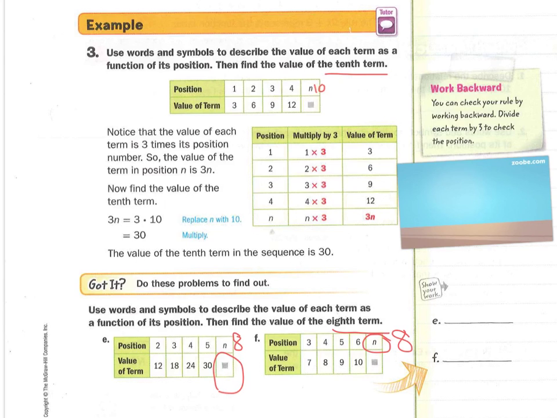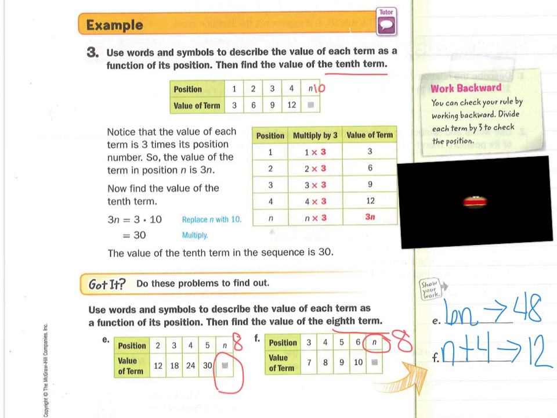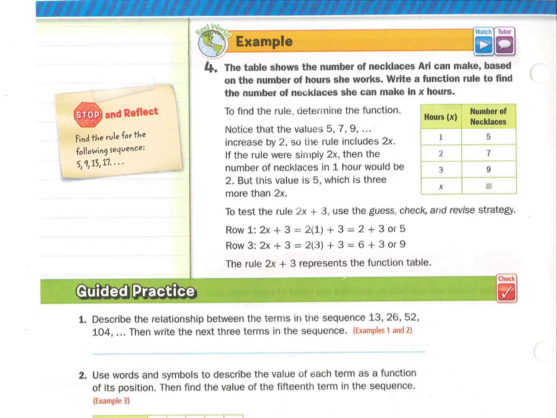Okay, let's check and see how you did. Hey, hope you're still finding this stuff pretty easy. For E, it's 6 times the position gives you the value. So 6n, 6 times 8 is 48. For F, you're going to be adding 4 to the position. So the rule would be n plus 4, and 8 plus 4 is 12. Okay, if you didn't get those, please stop now and ask your teacher for a little bit more help. When you're ready, go ahead and go to the next page.